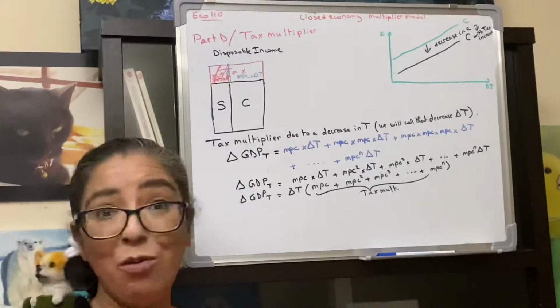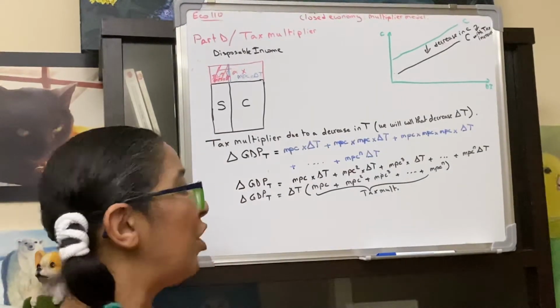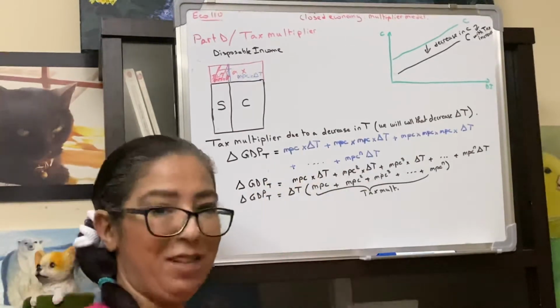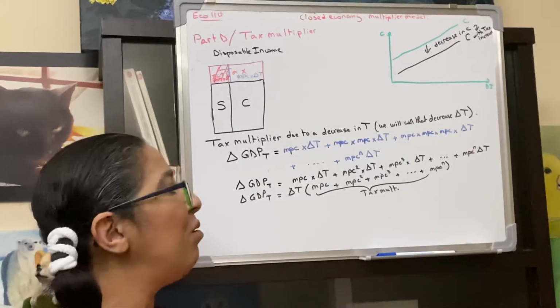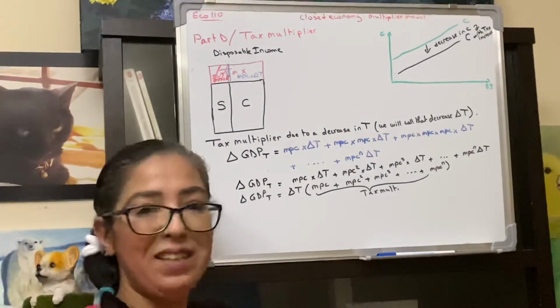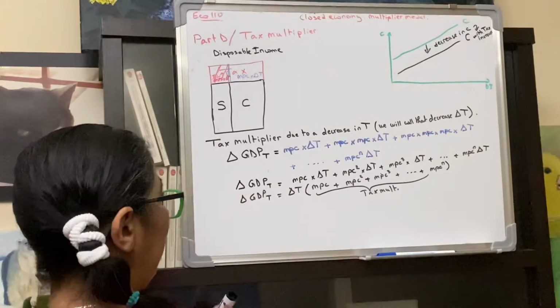But it's not equivalent to your expenditure multiplier. The expenditure multiplier started with 1 plus MPC plus... So we're going to try to use the expenditure multiplier to find the tax multiplier. Let's see how we're going to do it. So I'm going to continue.